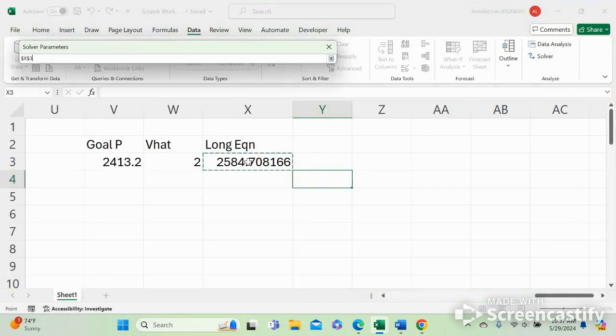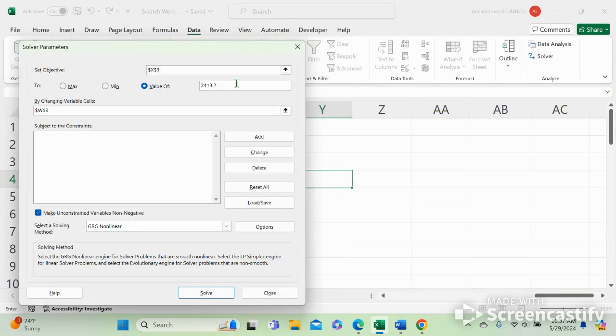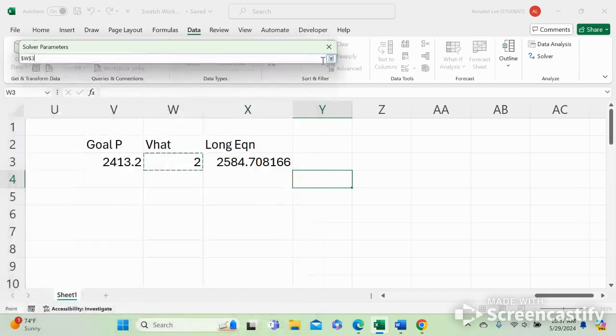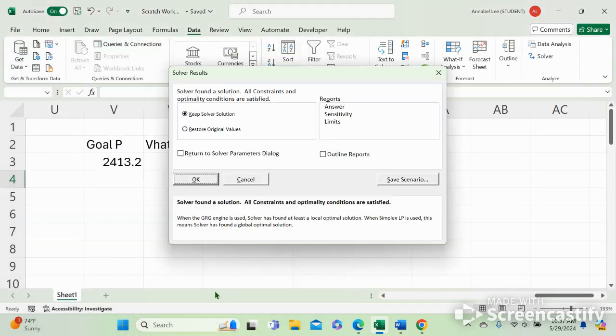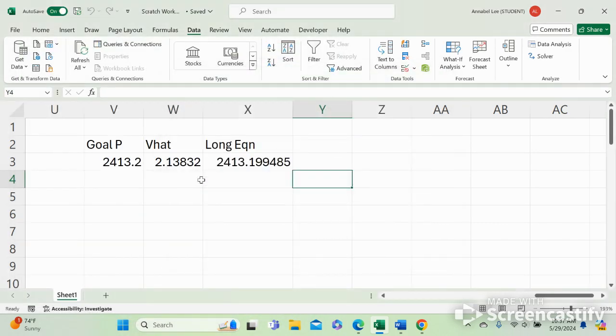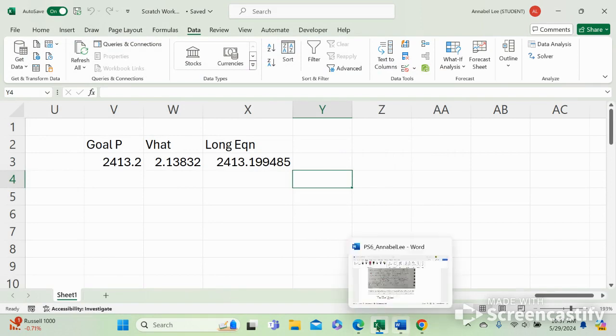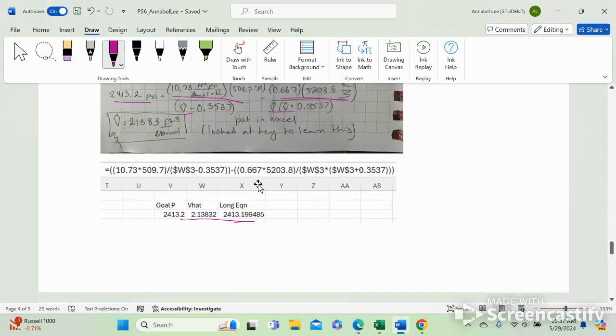We set this as the objective. We want to set it to P absolute by changing this cell right there. So we solve, and then we get 2.138, which is what I put on my sheet.